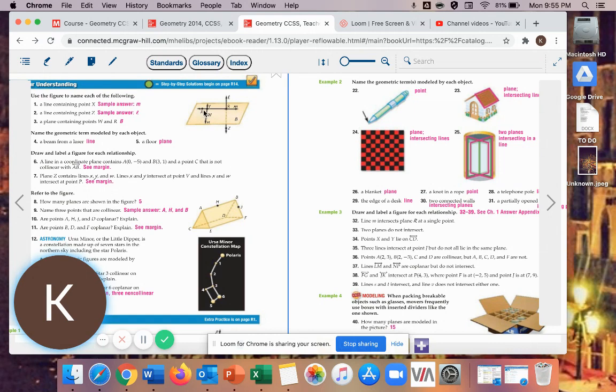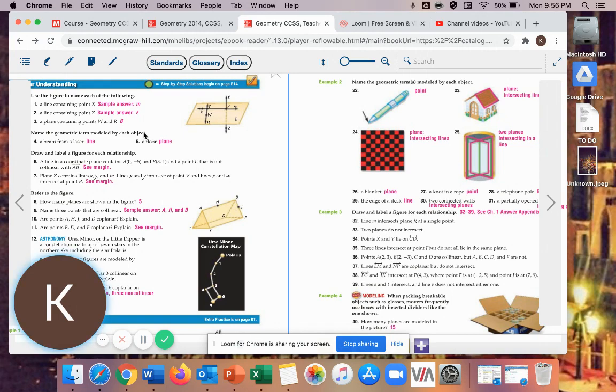Any 3 points. As you can see, there are 3 points. There's 4 points on here. So as long as you don't use all 4 points, W has to be on there. Can't use all 3 points that are on the same lines. Okay? All right. Name the geometric term modeled by each object.